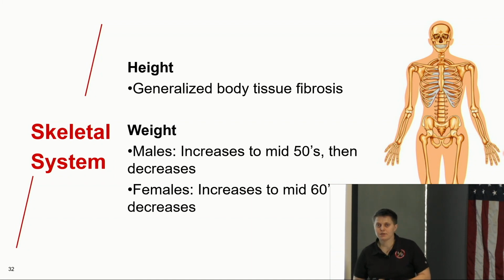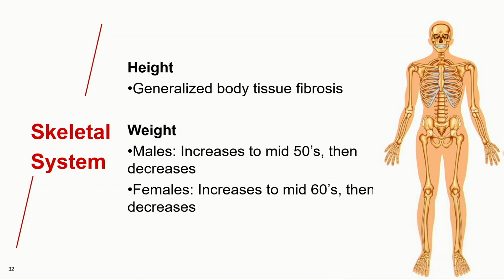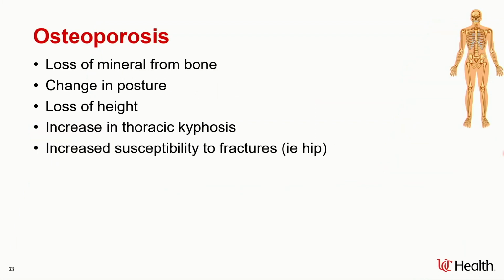Talking about the skeletal system, there is, again, generalized tissue fibrosis, like we just mentioned, and there are changes in weight. Males' weight increases until they're in their 50s and then starts to decrease. Females' weight increases until their 60s and then tends to decrease. There is osteoporosis, which is loss of the mineral from bone. This may lead to a change in posture. I already mentioned the importance of evaluating someone in a position of comfort and how their posture or skeletal changes may make it difficult for them to sit or lay down.